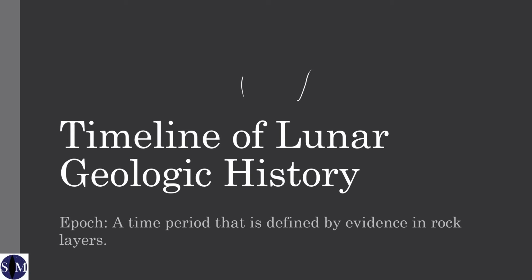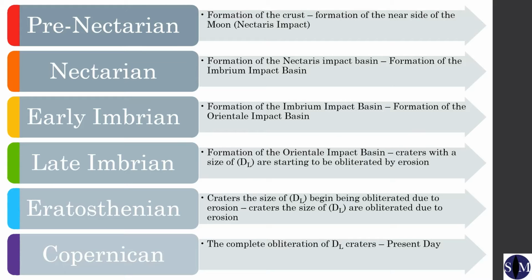So now that we have the basics covered, let's talk about the moon's timeline of geological history. A vocab word that comes up in this section is epoch. As a reminder, an epoch is defined as a time period that is defined by evidence in rock layers. The lunar formation is categorized into 5 major time periods: the pre-Nectarian period, the Nectarian time period, the Imbrian period, the Eratosthenian period, and the Copernican period.